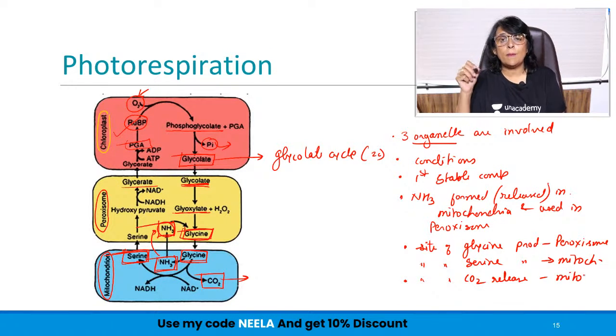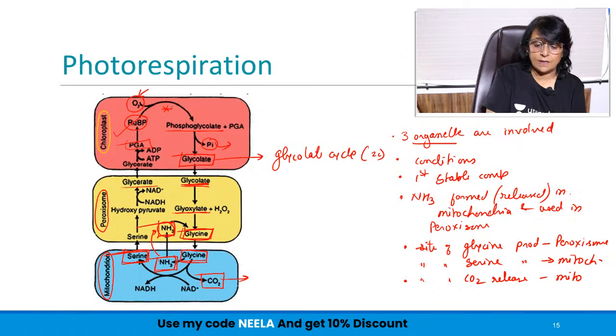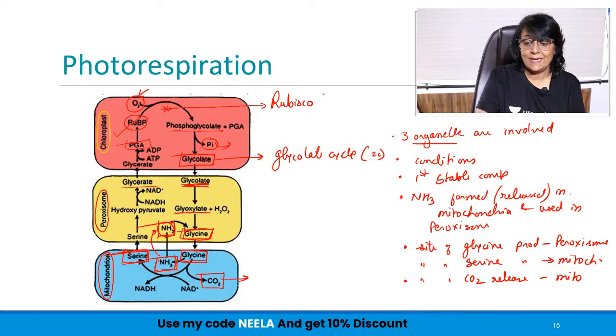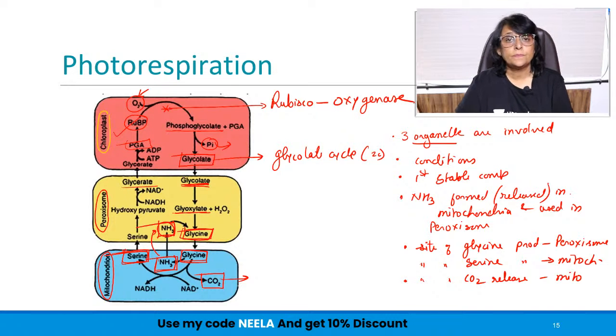So what we need to remember is, which is that molecule which is going to accept oxygen? That is RuBP, ribulose biphosphate. Where is the enzyme? The enzyme is right here, and the enzyme is Rubisco. But now this Rubisco is acting as oxygenase. So in the chloroplast, Rubisco is present, and this Rubisco, instead of carboxylase, is working as oxygenase. So is the pathway clear?